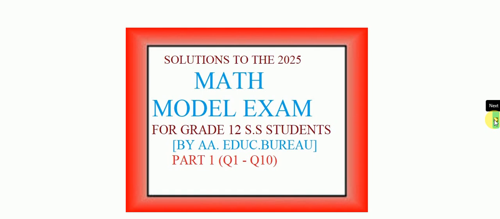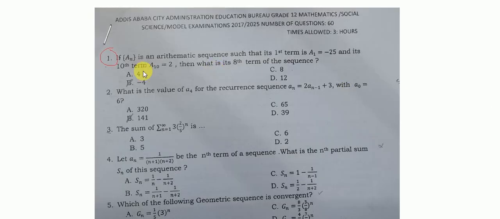Let us start with problem number 1. Addis Ababa City Administration Education Bureau Grade 12 Mathematics for Social Science Students Model Examination 2017 Ethiopian calendar and 2025. This model examination was given just yesterday. Problem number 1 says, if the sequence a_n is an arithmetic sequence such that its first term is negative 25 and its 10th term is 2, then what is the 8th term of the sequence?